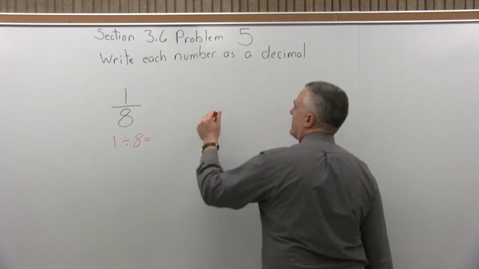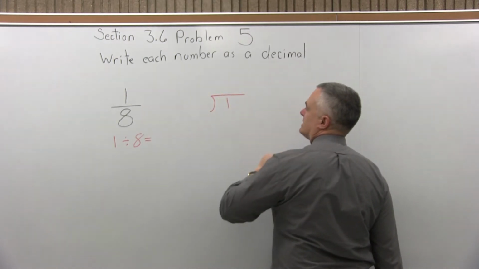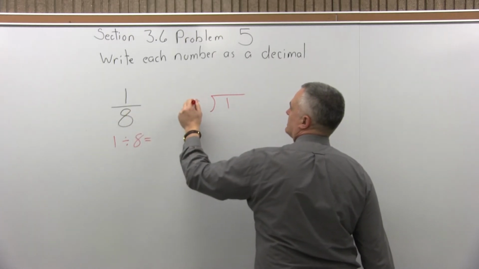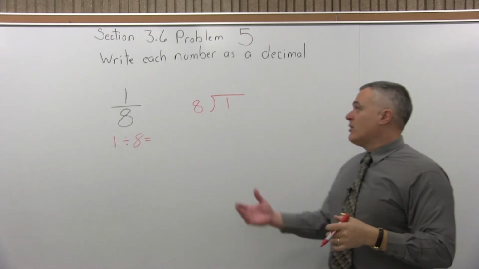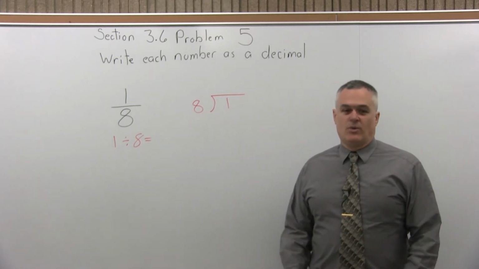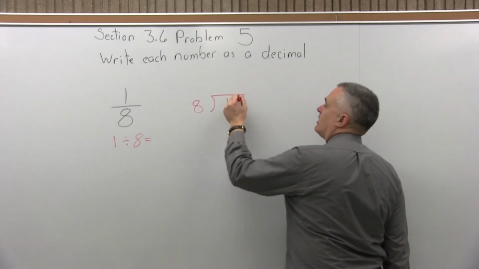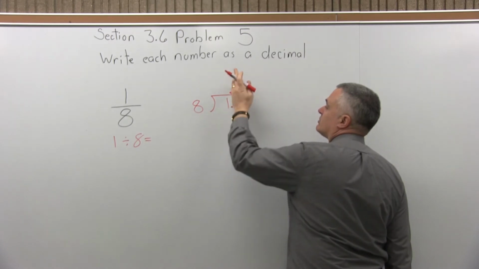Now, if you don't have a calculator, you write a division symbol, and whatever the numerator of your fraction is, that'll go under the division symbol. And whatever the denominator is, it will go in front of the division symbol. So now we want to divide 8 into 1. Well, 1 is just absolutely not big enough. So what we have to do is write it as 1.0, pretend it's a 10, but that decimal will come straight up into our answer.